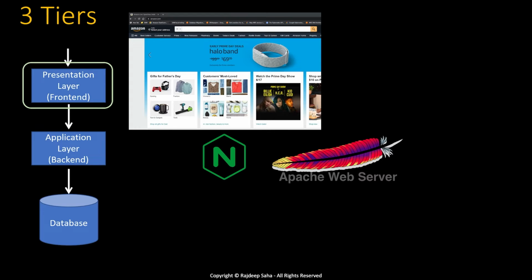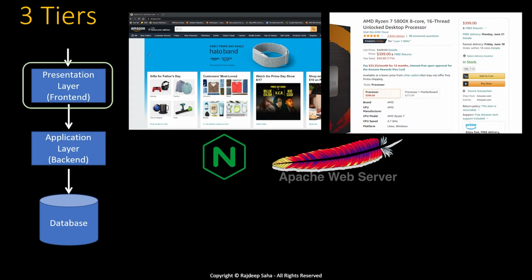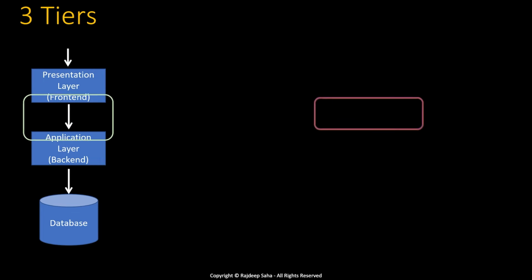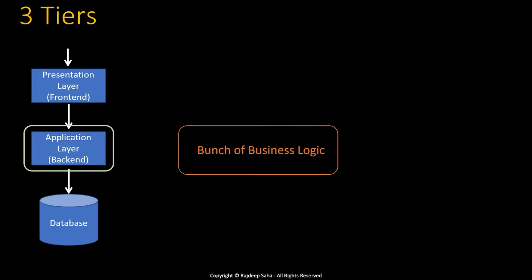So let's say in Amazon.com, the user liked one item and wants to add it to the cart. As soon as the user clicks add to cart, you have to insert this information into a database, as well as check some business logic such as where the user lives, whether the user is eligible to buy, credit card information, etc. So as soon as you click add to cart, the presentation layer calls the application layer or the backend where a bunch of business logic is running.